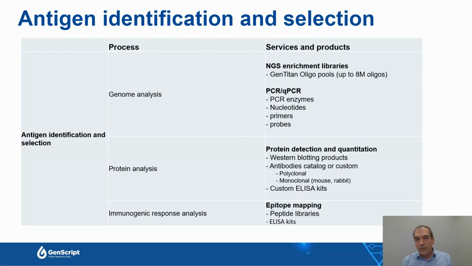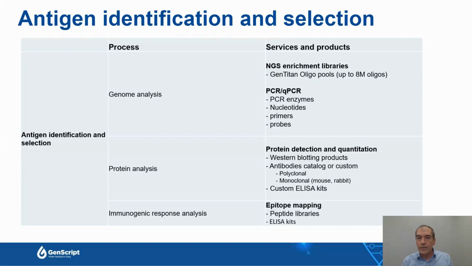So what can GenScript provide for this antigen identification and selection? We have genome analysis products and services. For example, we can offer NGS enrichment libraries. Those are based on our GenTitan oligopool methodology. We can also provide PCR and qPCR related products. We have a very strong portfolio of PCR enzymes, nucleotides. We can develop custom primers, custom probes, and we can label them.